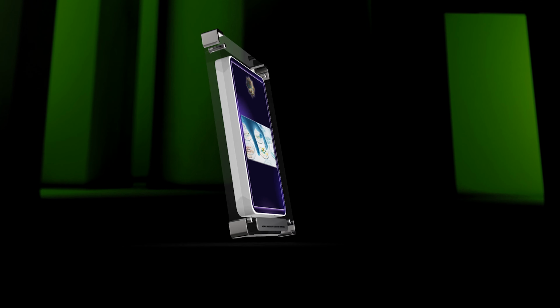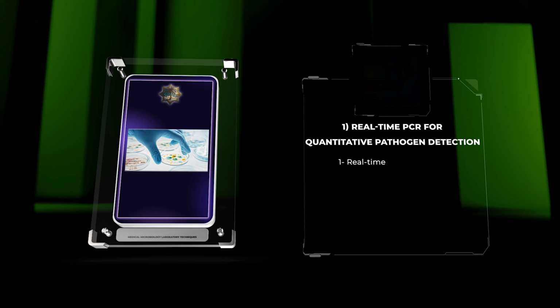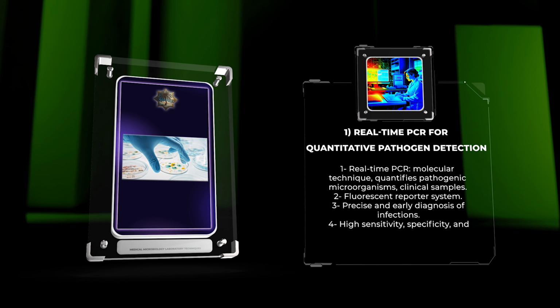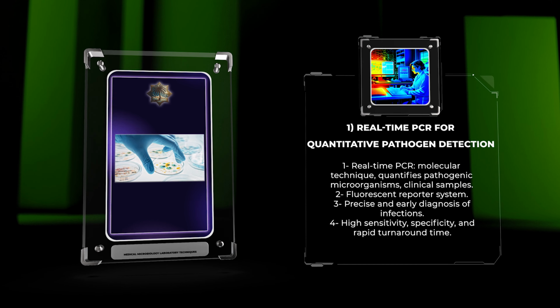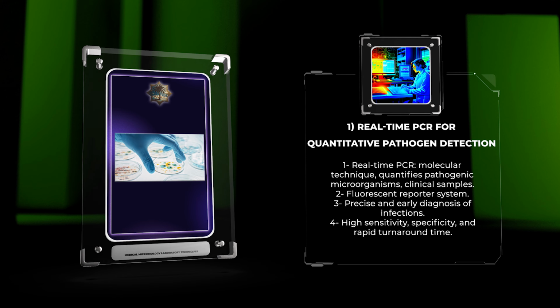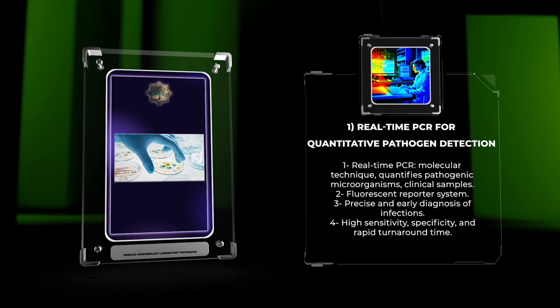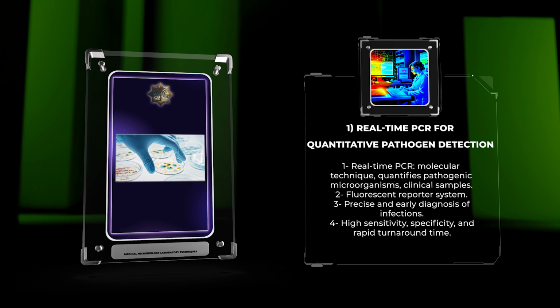Real-time PCR is a molecular technique that quantifies pathogenic microorganisms in clinical samples. It monitors amplification in real time using a fluorescent reporter system. It provides precise and early diagnosis of infections with high sensitivity, specificity, and rapid turnaround time.